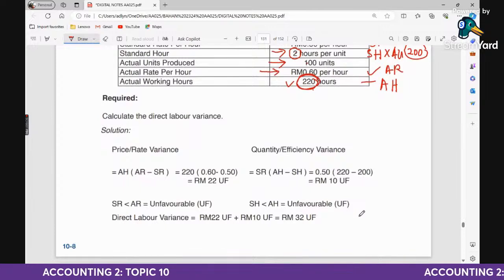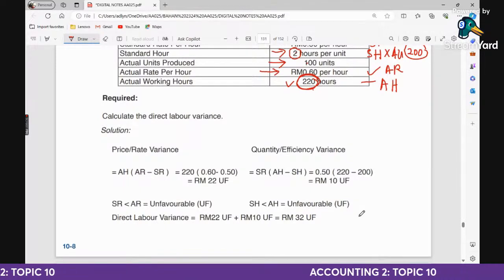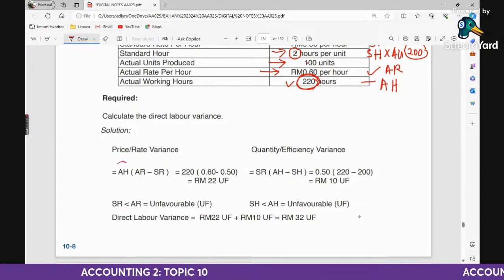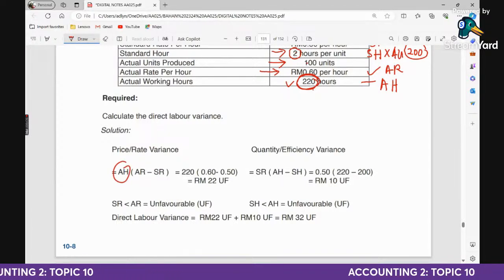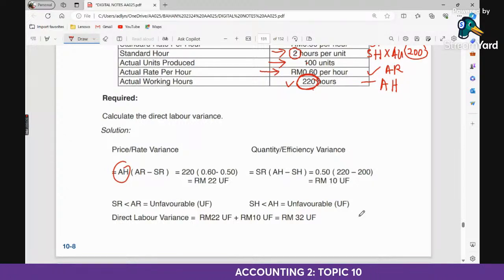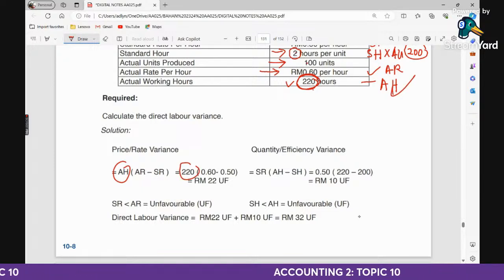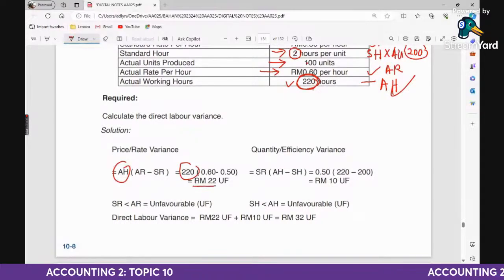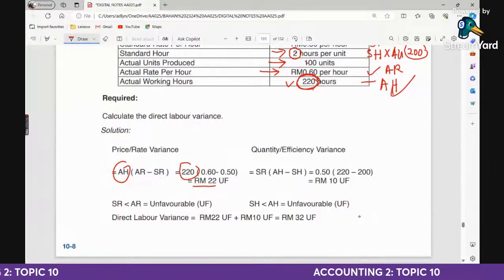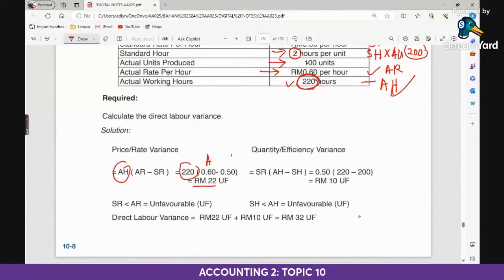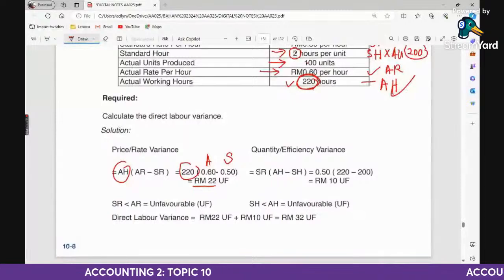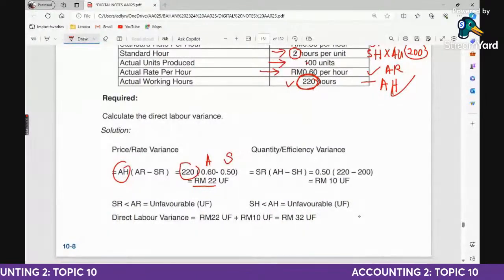Okay, and then kita nak kira, okay, untuk price, that means yang dalam kurungan tu saya mesti bandingkan rate dengan rate. Okay, so formula dia ialah actual hour dalam bracket actual rate minus standard rate. Okay, so actual hour saya 220. Okay, AH, this one. Okay, dalam bracket 60 cents minus 50 cents. Saya akan dapat RM22. Macam mana saya nak tahu dia favorable atau unfavorable? 60 cents ialah my actual. Okay, 50 cents ialah my standard. So actual lebih besar kan? So bila actual lebih besar, that means dia ialah unfavorable.